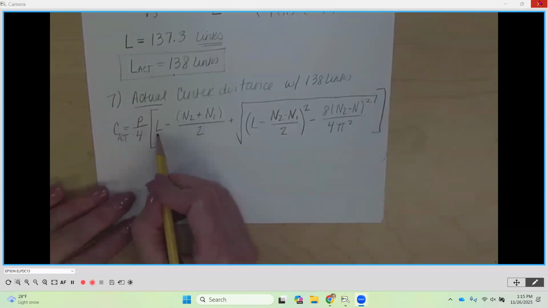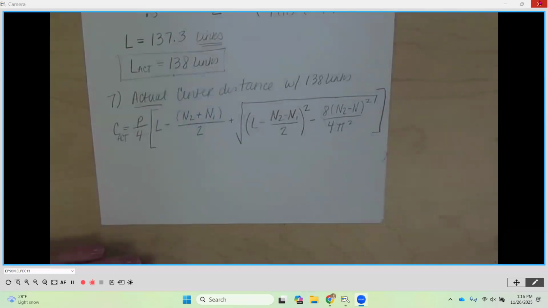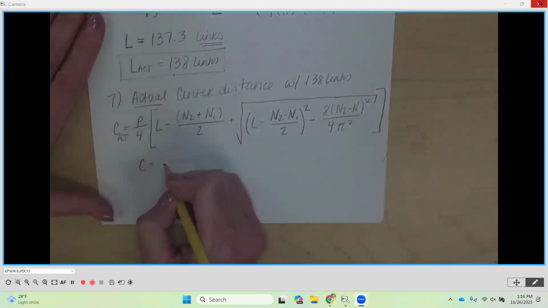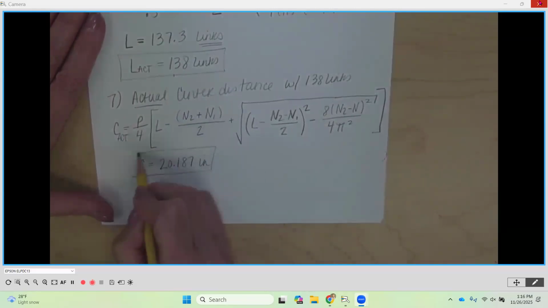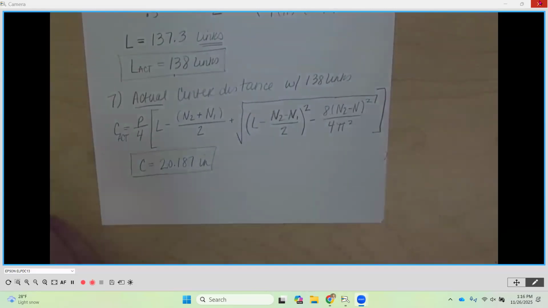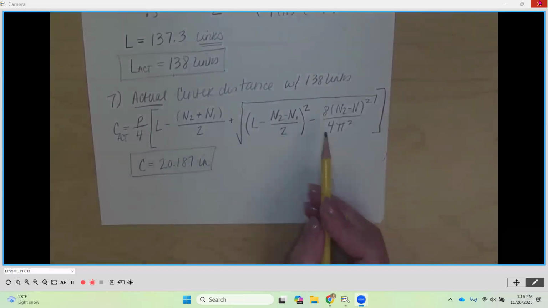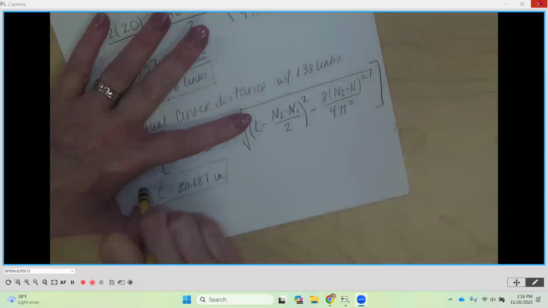Okay, and the number of links is what we decided on as 138. And our center distance should come out to be 20.187, which would make sense because it would be a little bit longer than the 20 that we specified when we calculated the number of links. Let's see if I can get this number. Actually, I'll put the numbers in.